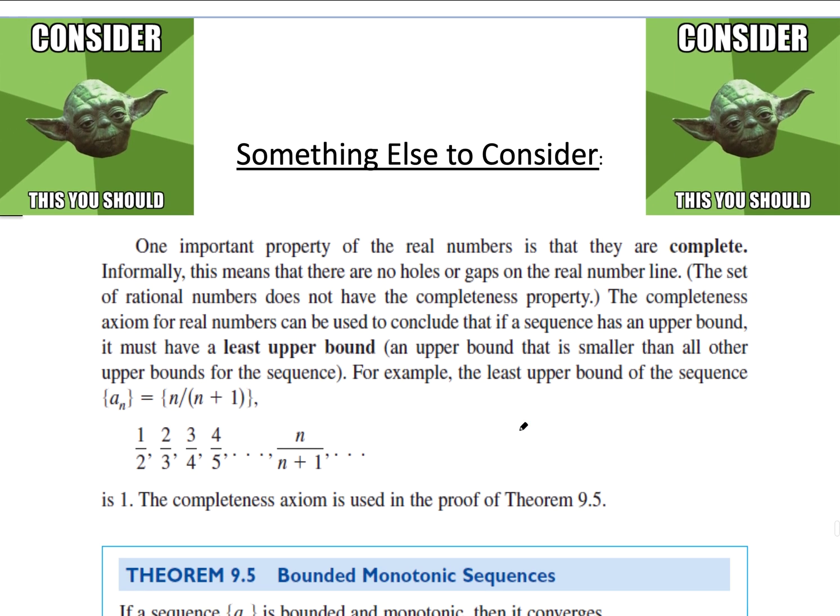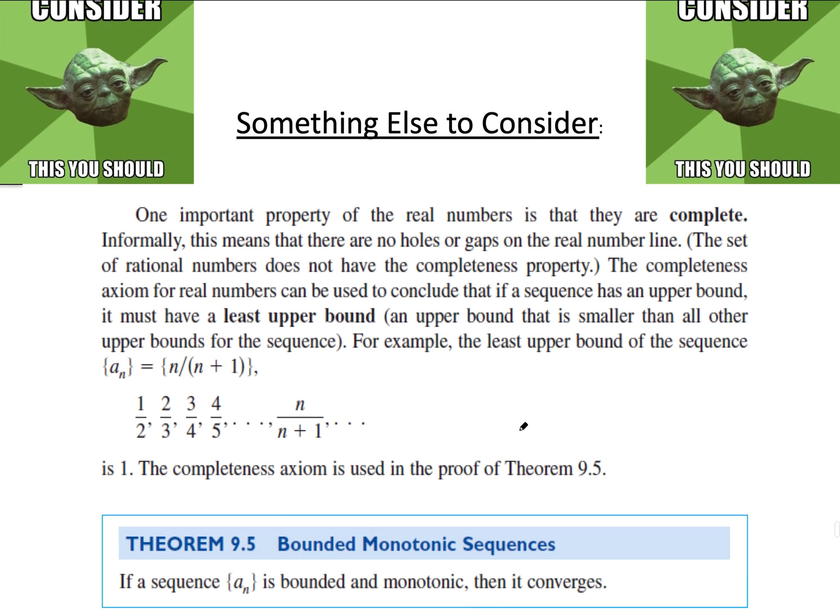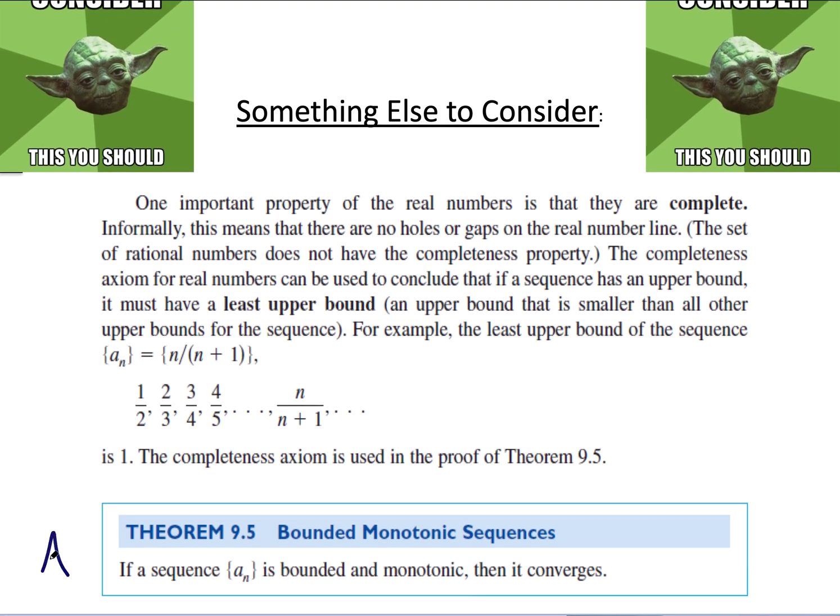Now the last thing that it talks about to consider is kind of an important theorem. It says if a sequence is bounded and monotonic, then it has to converge. And it actually makes a lot of sense as to why this is true. If it's bounded, that means that it's not going to go higher or lower than a specific value. If it's monotonic, then it's either non-decreasing or non-increasing.